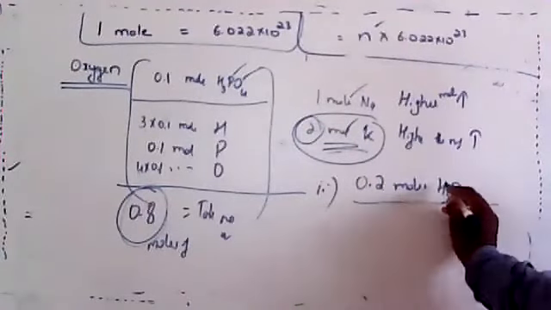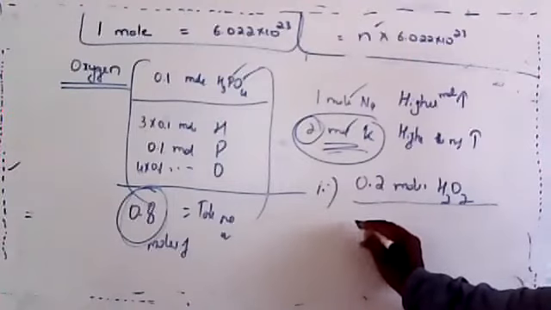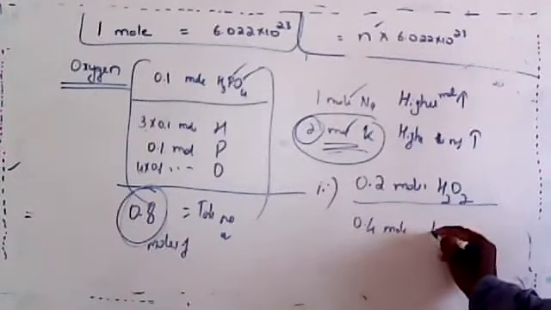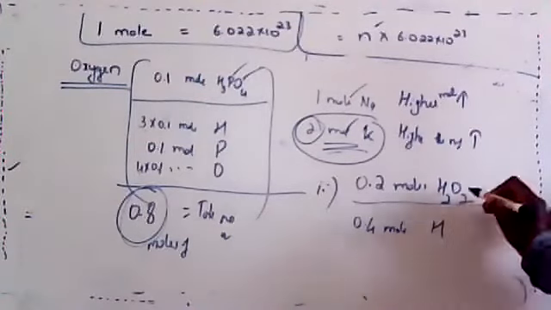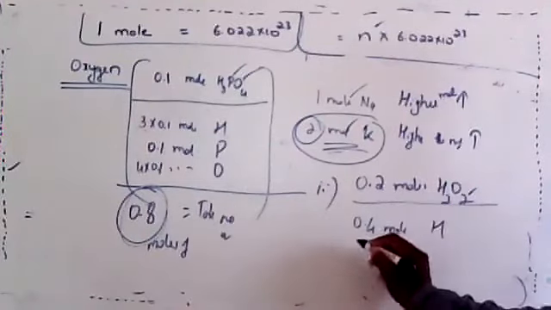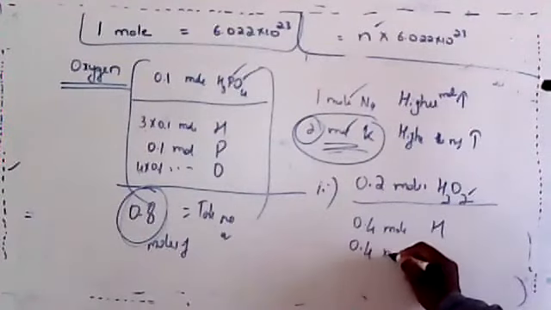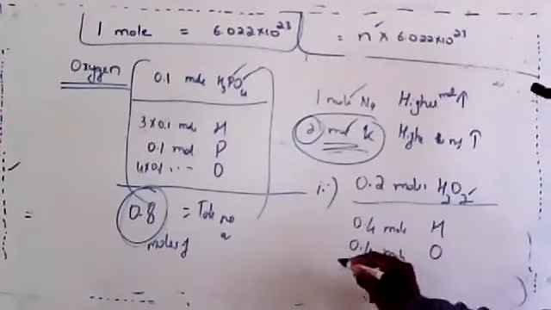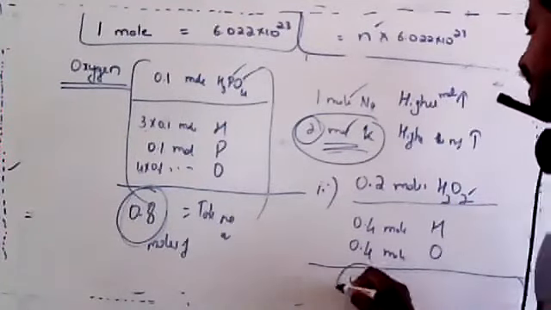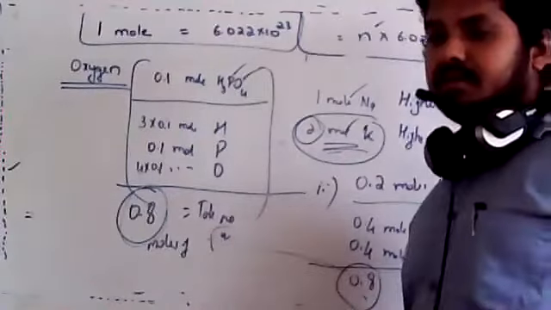It contains 2 hydrogen, so 2 into 0.2 is 0.4 moles of hydrogen. Similarly, how many oxygen does it have? 2 oxygen, so 2 into 0.2 is again 0.4 moles of oxygen. Therefore the total number of atoms would be 0.8. Again it is the same as the first one, right?